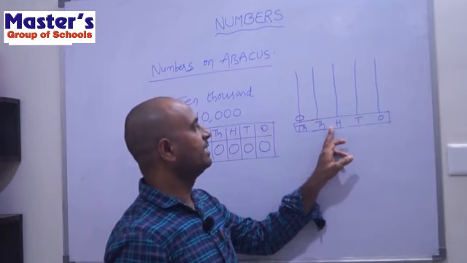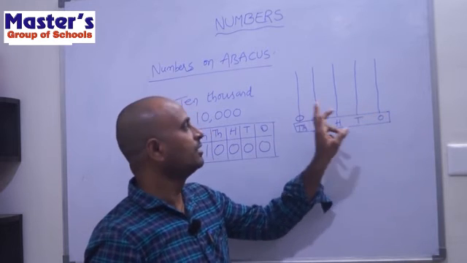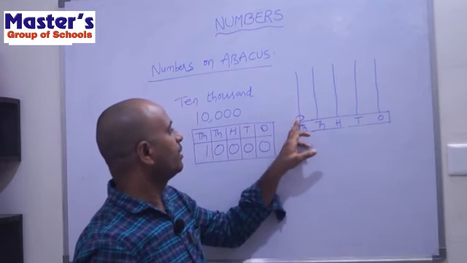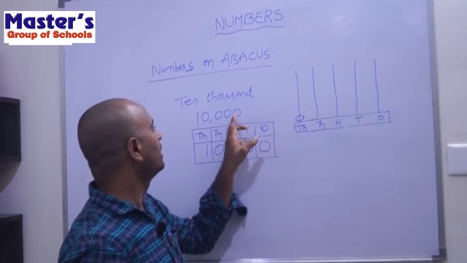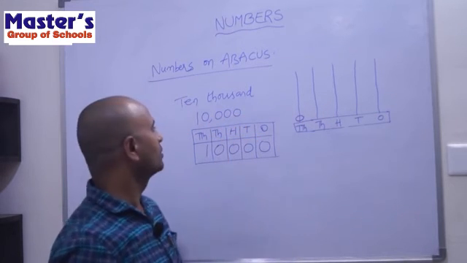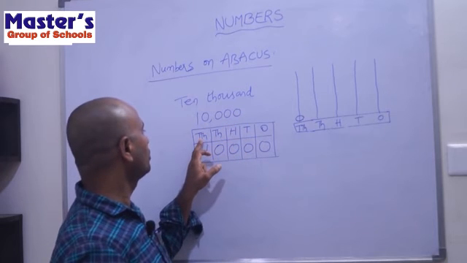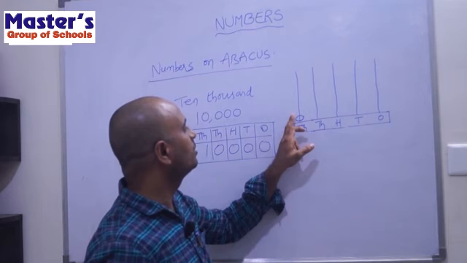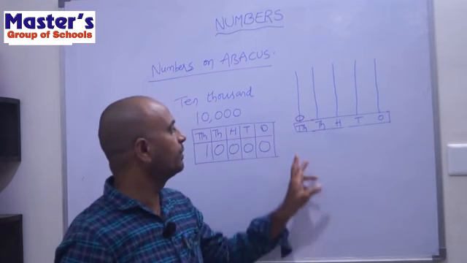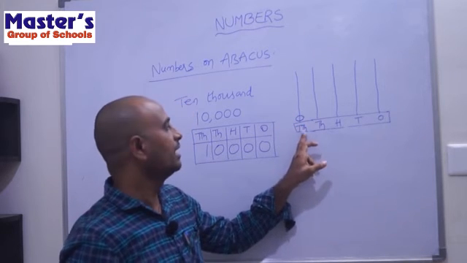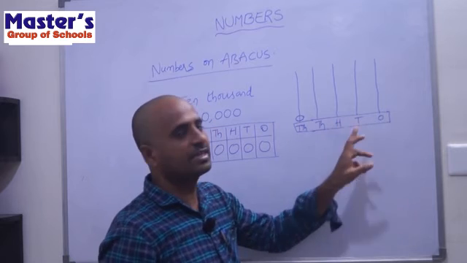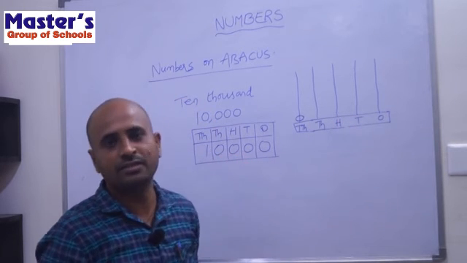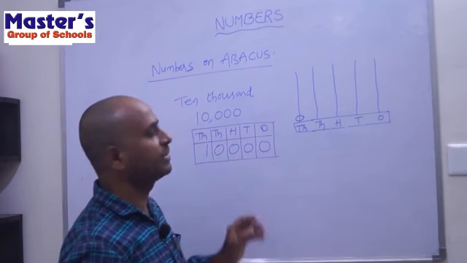The abacus contains sticks or rods. Each stick represents a place, and the number of beads represents the digit in the number. In 10,000, the 10,000 place contains one digit, so the 10,000 rod contains one bead. We place only one bead in the 10,000 place, and the remaining rods do not contain any beads because the remaining places have zeros as their digits. So this is the representation of numbers on abacus.